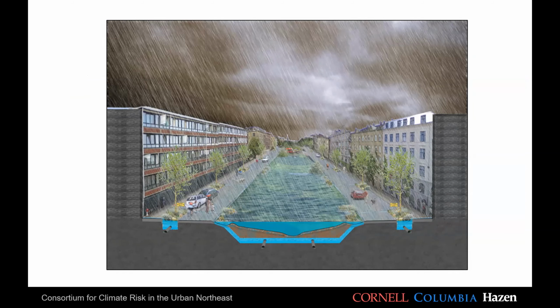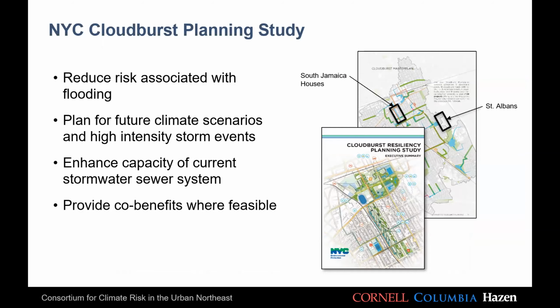So New York City hired Ramble, which is the company that developed the cloudburst management approach for Copenhagen, to develop a study for New York City with the objectives of reducing the risk associated with flooding, planning for future climate scenarios, enhancing the capacity of the current stormwater system, and providing co-benefits. And they focused on a watershed in Southeast Queens, which is a low-lying part of the city. It's known to be a flood-prone area.